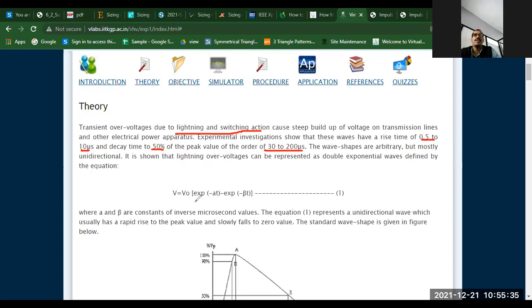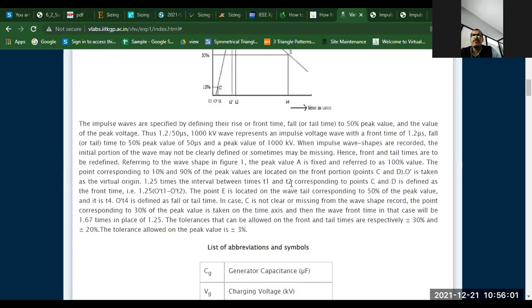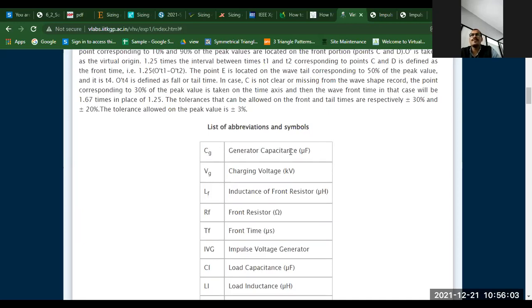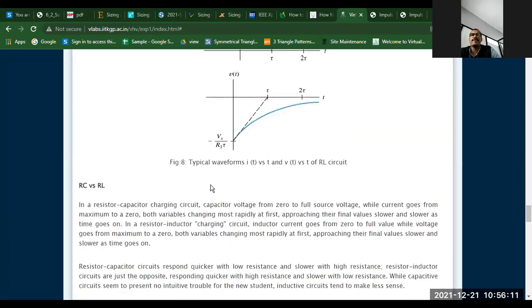Already we know this equation, that V equals V naught times e raised to minus alpha t minus e raised to minus beta t. That is the formula used for generating the double exponential wave. Already we had seen this figure, right? Here you can see CG means generator capacitance, VG means charging voltage. These are all given here, and the basic introduction of every point is given to you.